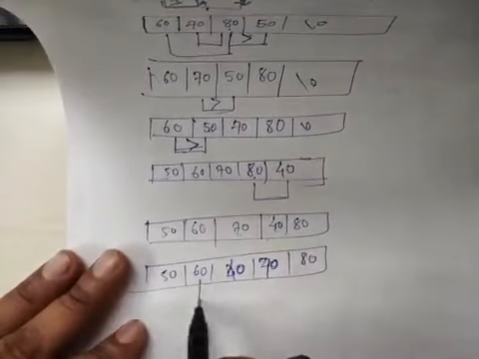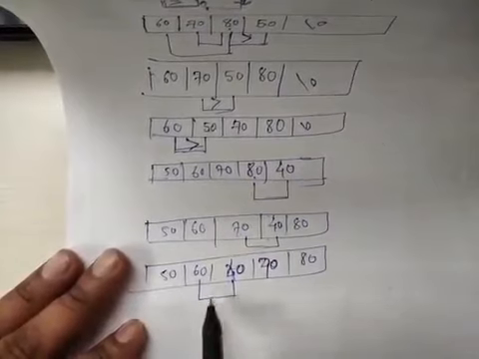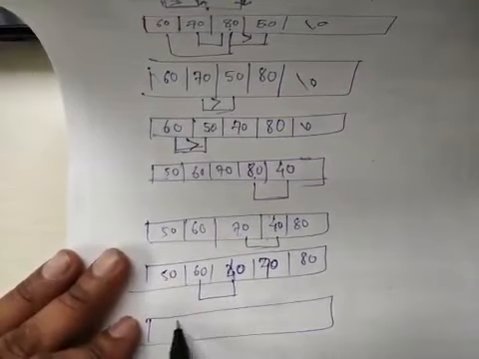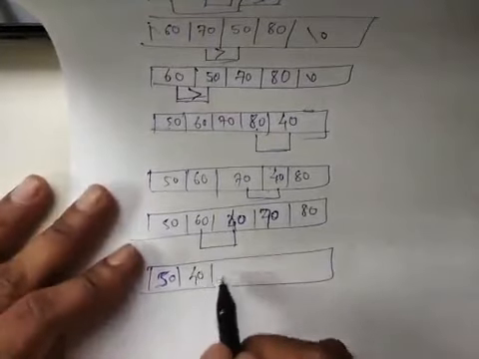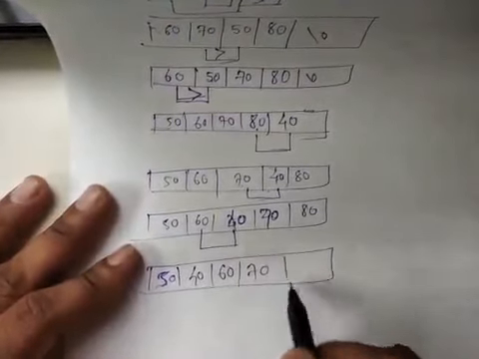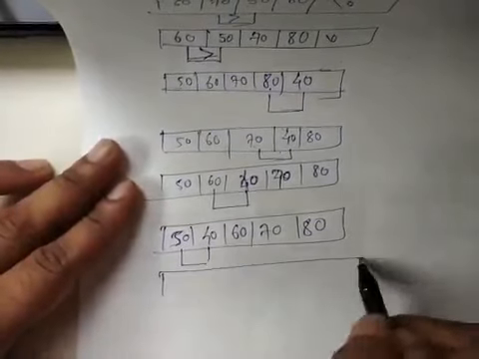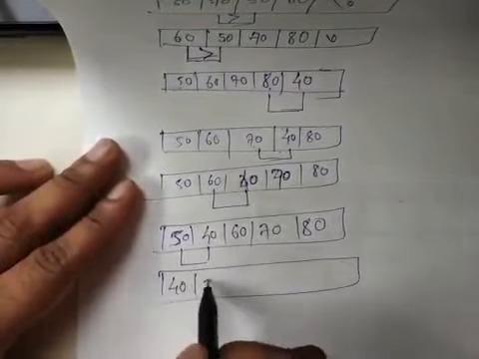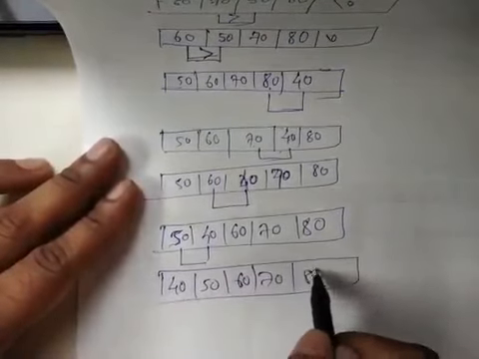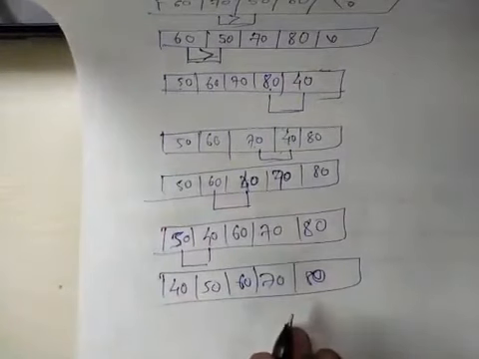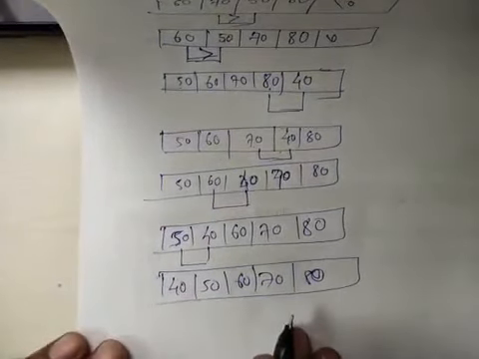Then this 40 is compared with 60. So what we get, this is 50, this is 40, this is 60, then 70, then 80. Then at last this 40 is compared with 50. So you will get 40, 50, 60, 70 and 80. In this way we insert the new element in this array.